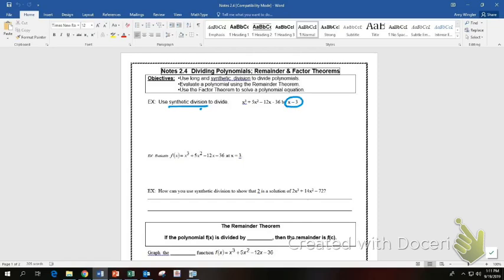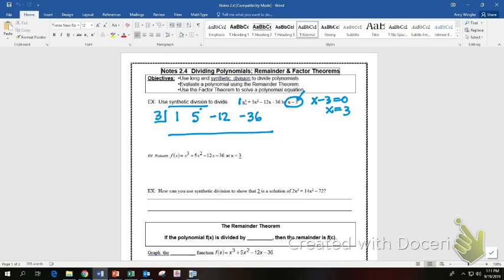If you're told to divide by x minus 3, then you're going to solve for x and put that value inside the box. So whatever you put inside the box will always be opposite of this sign over here. Now you're going to take the leading coefficients in order. So you're going to start with 1 because that's x to the third, then 5 because that's x squared, then negative 12 because that's your x term, and then negative 36 because that's your constant term.